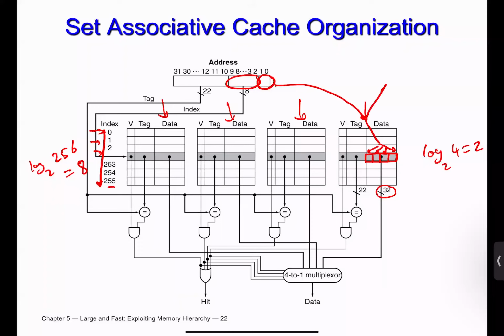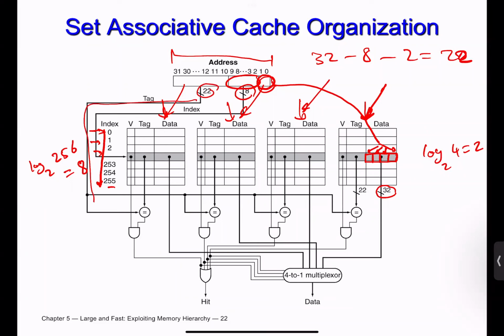But how do I address which building? Either this building or that building or that building or that building. Here is a new situation that we haven't discussed earlier with the direct map. Here I have a total of 32 bits. 32 minus 8 minus 2 gives me 22. So I have 22 bits of tag. I will take these 22 bits of tag and compare them to the tag here, here, here, and here. The one that matches will be the correct building.